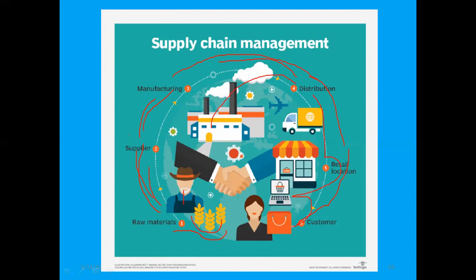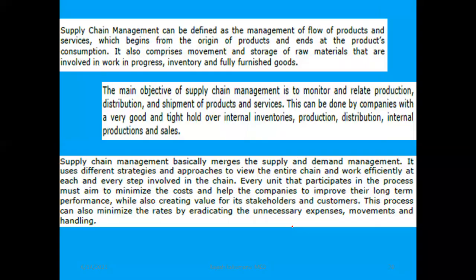Supply chain management, right? The supply chain management can be defined as the management of the flow of products and services, which begins from the origin of the products and ends at the product's consumption. It also comprises the movement and storage of raw materials that are involved in the process, inventory, and fully finished goods. Understood? So that is the concept of supply chain management.